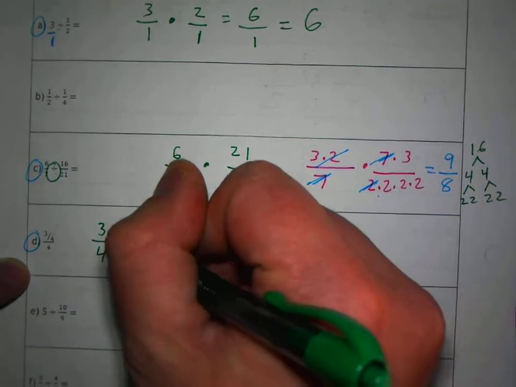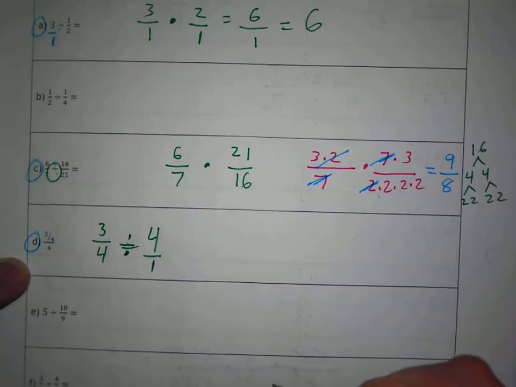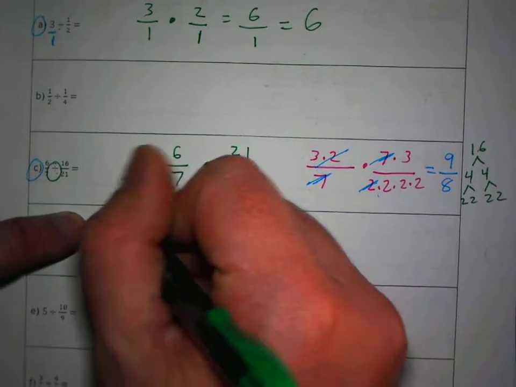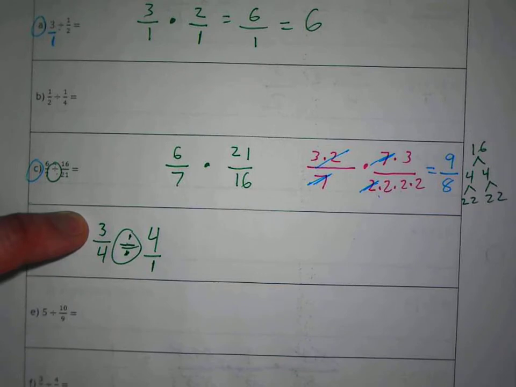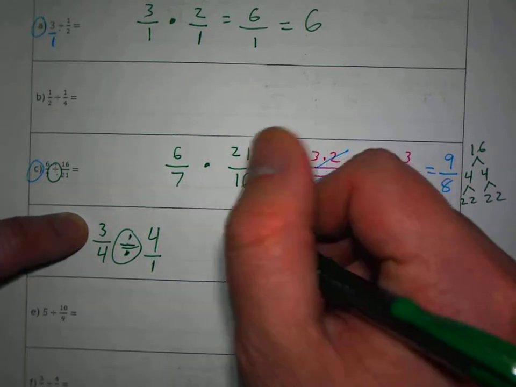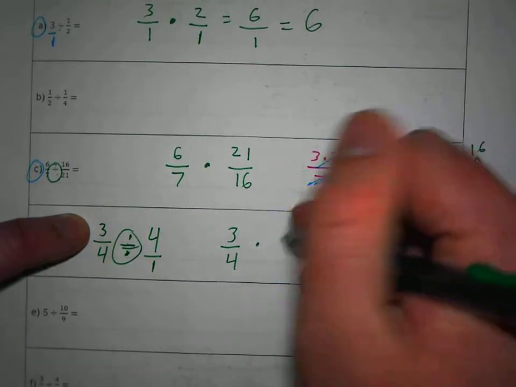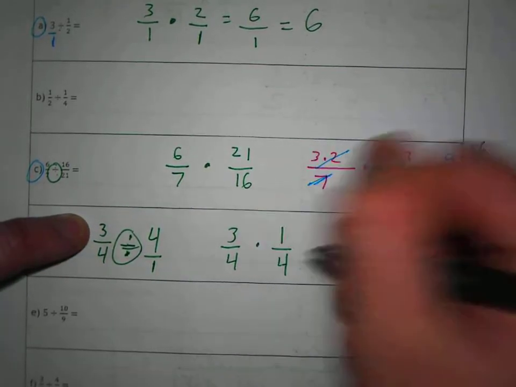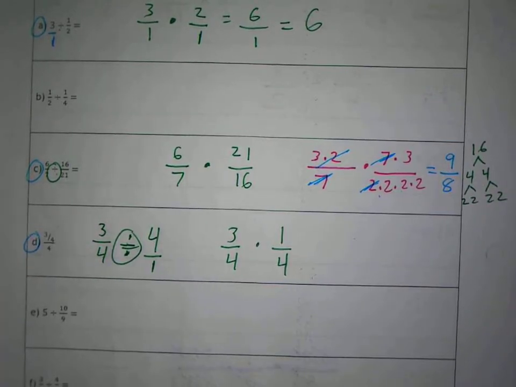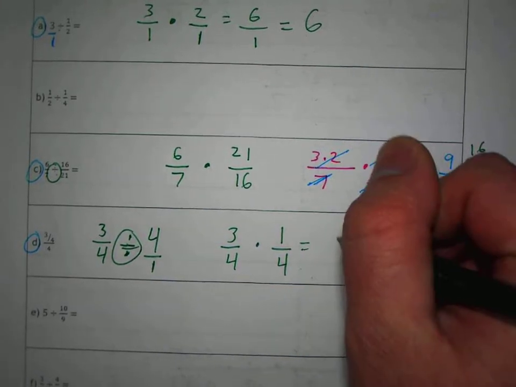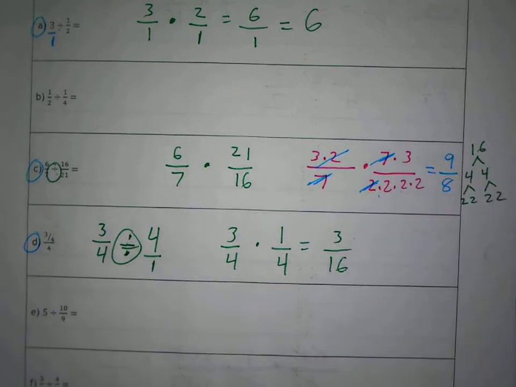Well, put this over 1, right? And so change this from division to multiplication. I keep the left fraction the same. I invert that fraction. So it's really what is 3/4 times 1/4. And that one I'm just going to multiply across, 3 over 16, right? Which does not reduce.